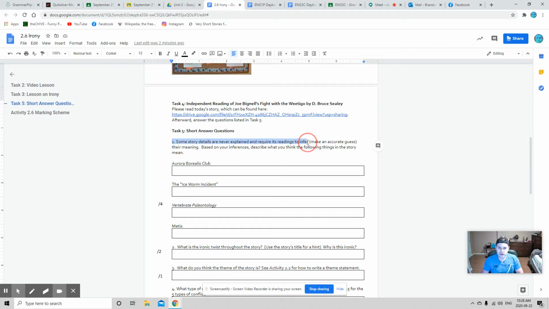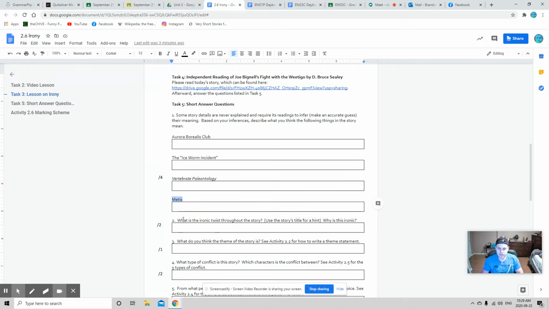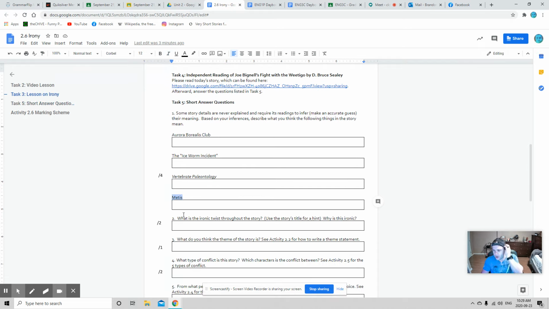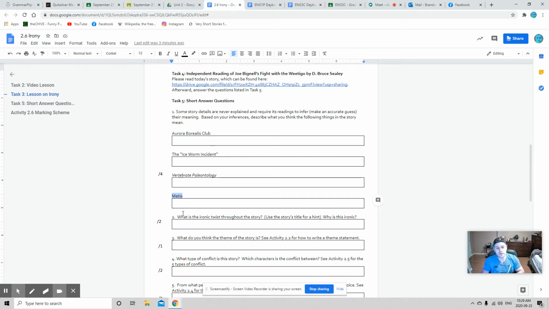Now, some story details, for number 1, are never explained and require readers to infer or make an accurate guess. Based on your inferences, describe what you think the following 4 things are that are hinted at in the story, but never fully explained: the Aurora Borealis Club, the Iceworm Incident, vertebrate paleontology, and the term Métis. So if some of those are familiar to you, feel free to just explain what you think those terms mean.